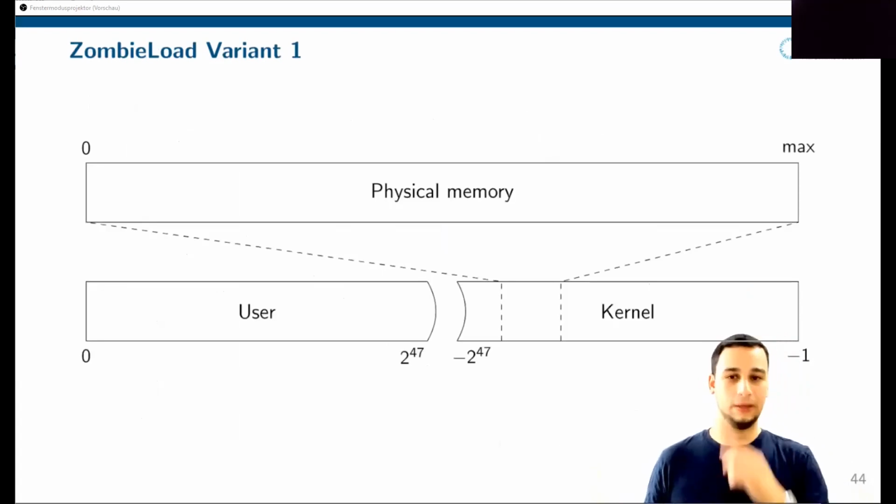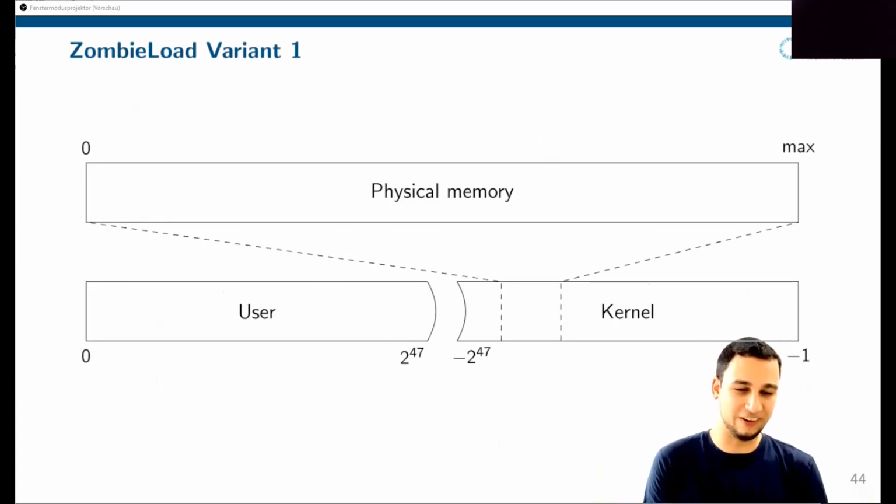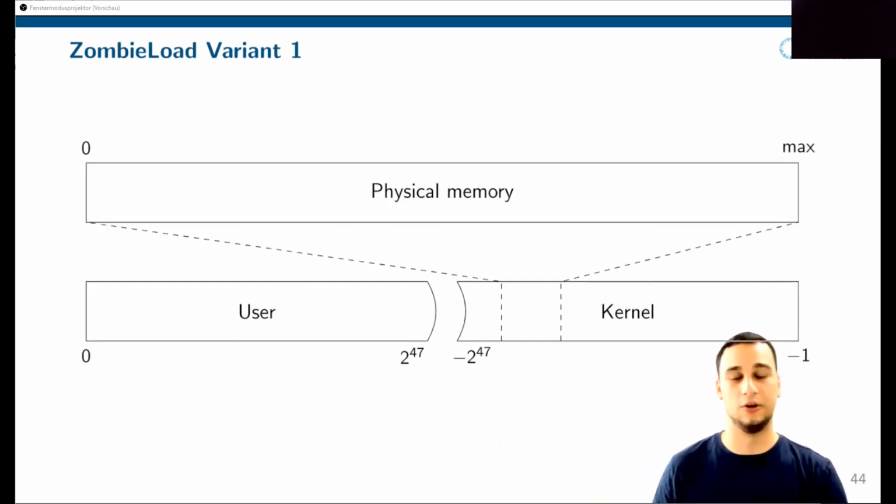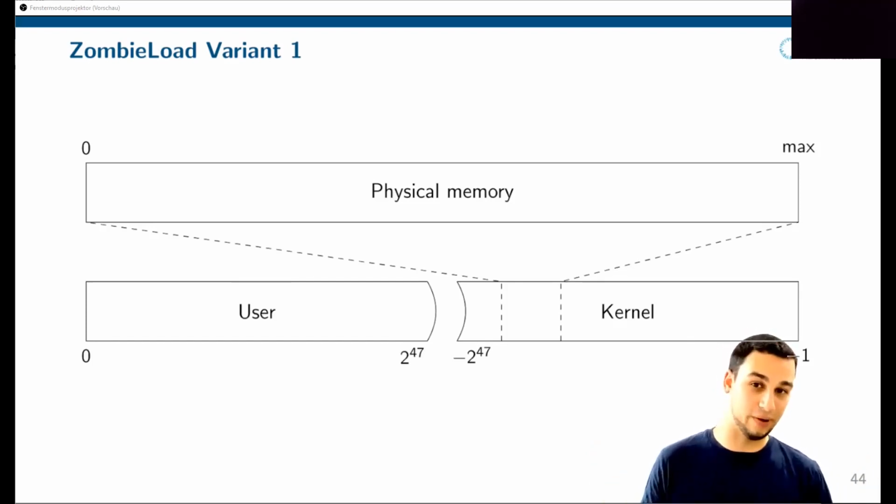Problem one, we need two virtual addresses to the same physical page, so that we can access one and the other we can't access. That is luckily quite easy on Linux because the entire physical memory is mapped in the kernel. So every physical memory location has a corresponding kernel virtual address. So for every memory page, we get a kernel address that we obviously can't access.